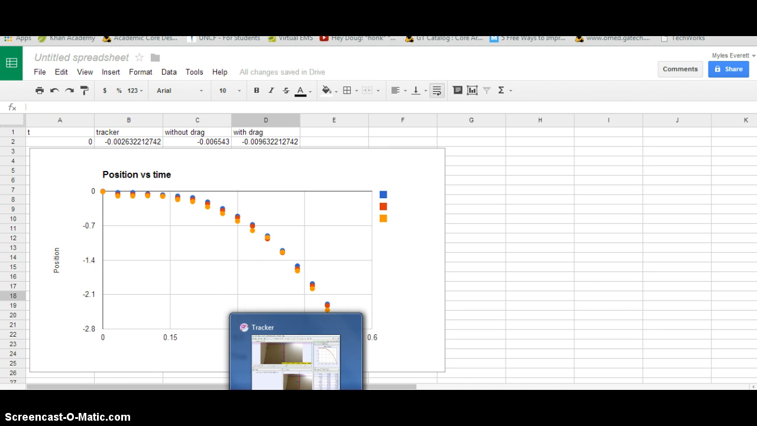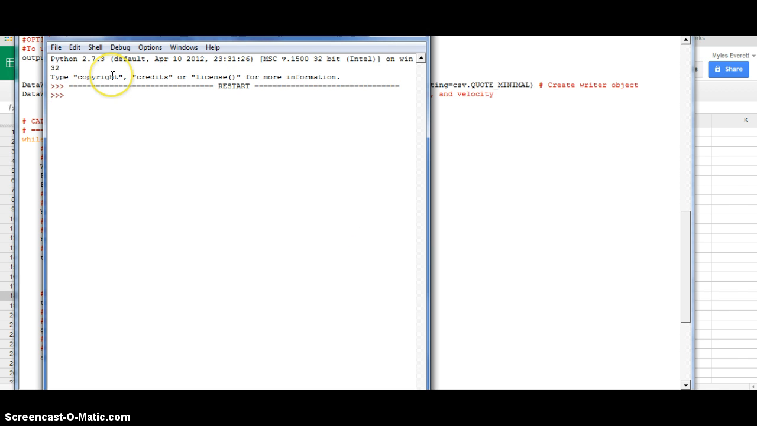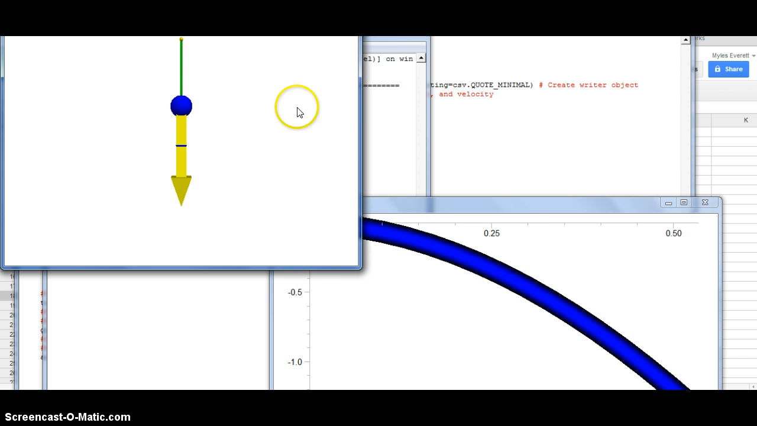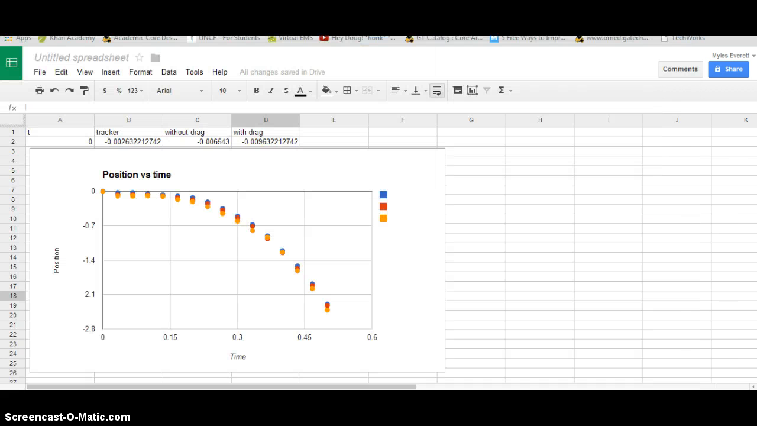Now I can show you here when running my VPython code, which I explained earlier. We get what you would expect, which is the ball going down, and you can see here this graph as well. Now, we're going to go on and look at addressing the question.